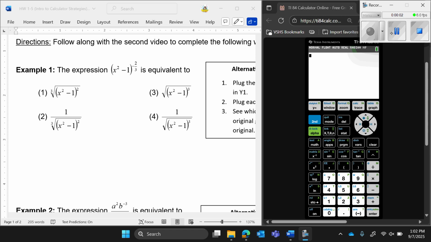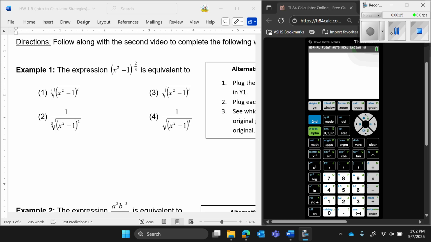Hello everyone, this video is going to go over calculator strategies that we can use for multiple choice exponent questions. It's really important that we recognize these strategies because whether we know what we're doing or don't, they can help us make sure we get the correct answer every single time.